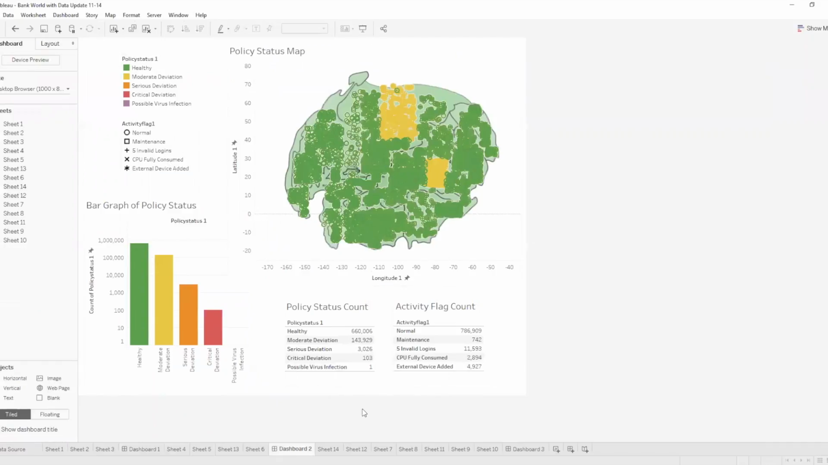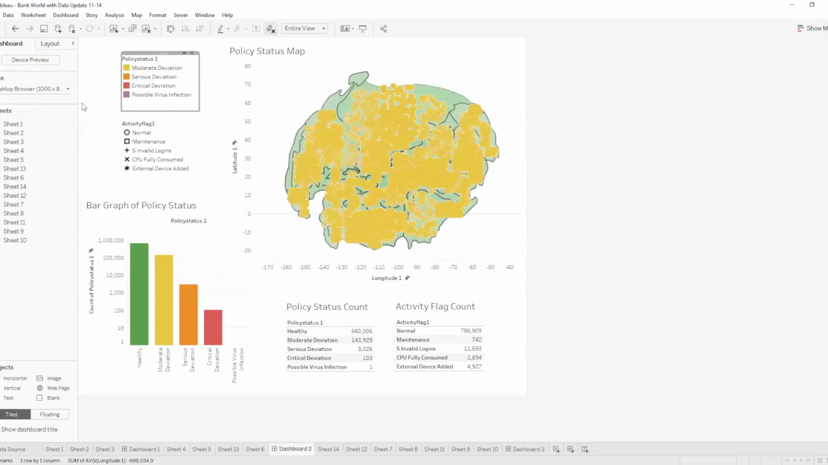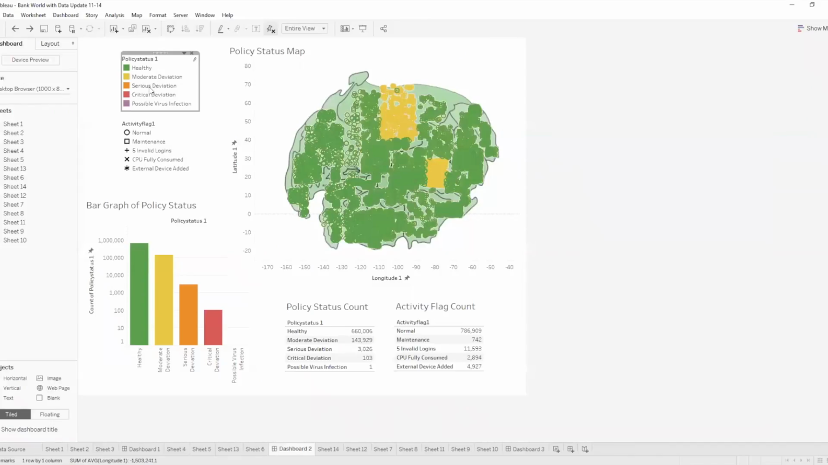The dashboard helps us visualize several key points using the filtering option. First, the chart and bar graph allow us to see the majority of machines are healthy. However, there are 150,000 machines that are unhealthy. Of those unhealthy machines, most of them are moderately deviated. This warrants investigation into the deviation, however, it does not seem like an urgent concern. However, critical deviation, serious deviation, and possible virus infection should be top priorities for the enterprise.